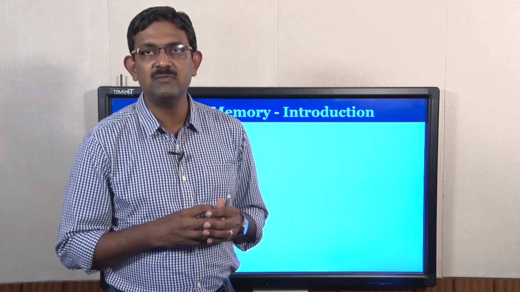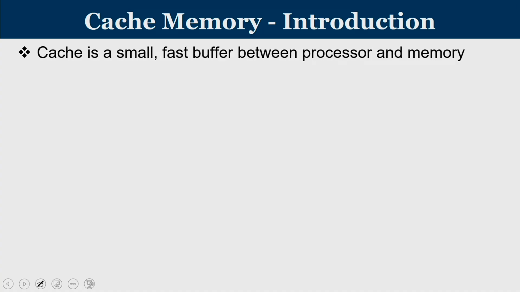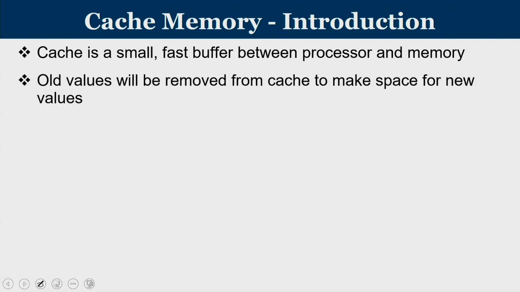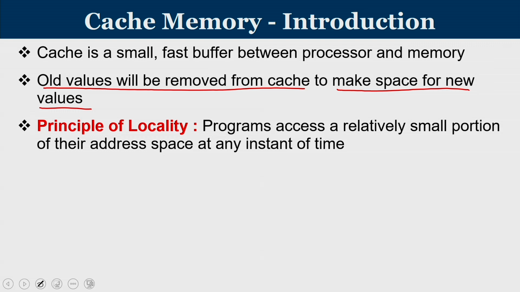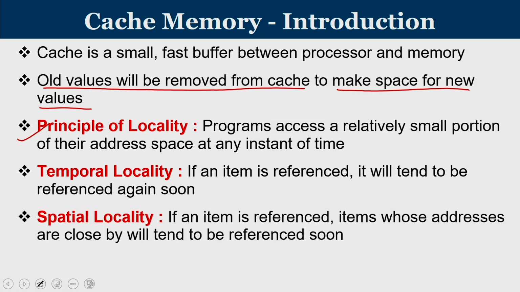Let us now specifically focus on the cache memory technique. What are the fundamental principles by which cache memory operates, and how can you design a good cache memory? Those are going to be the next focus points. A bit of introduction with respect to cache memory. Cache is a small, fast buffer between the processor and the memory, and then all the values will be removed from cache to make space for new values. That is the whole idea of cache, and it is done with two techniques driven by the principle of locality of reference. So what do you mean by principle of locality of reference?